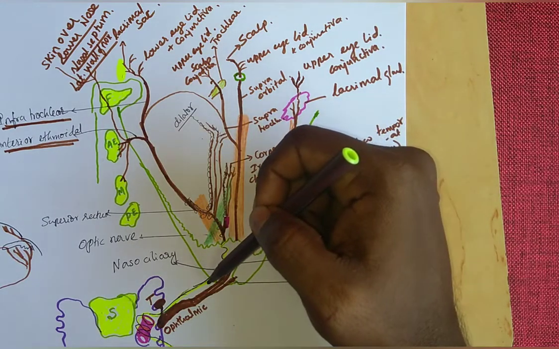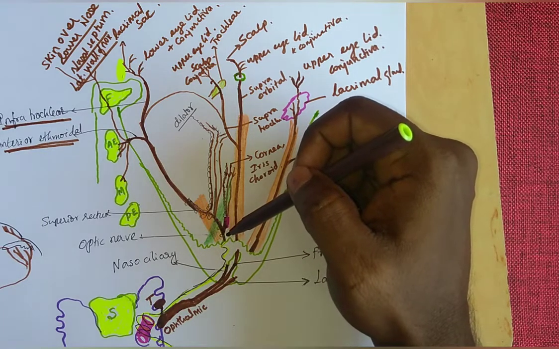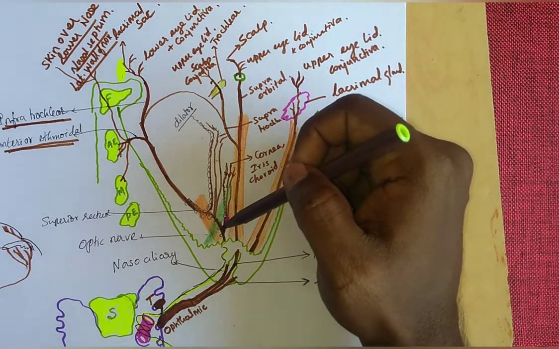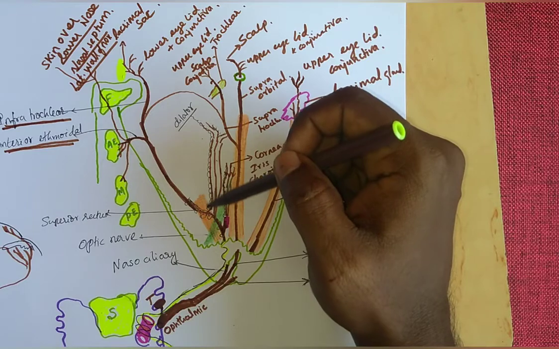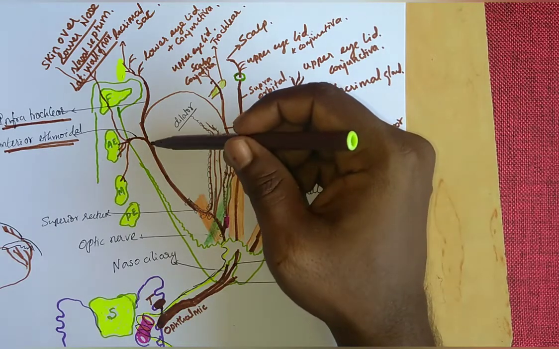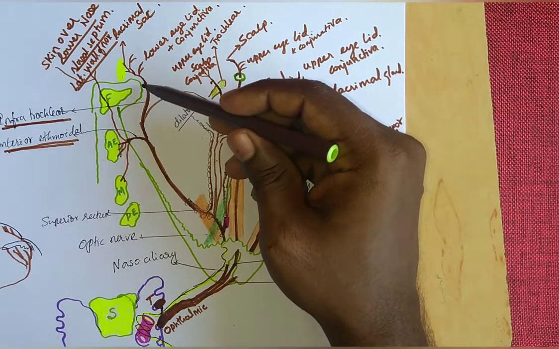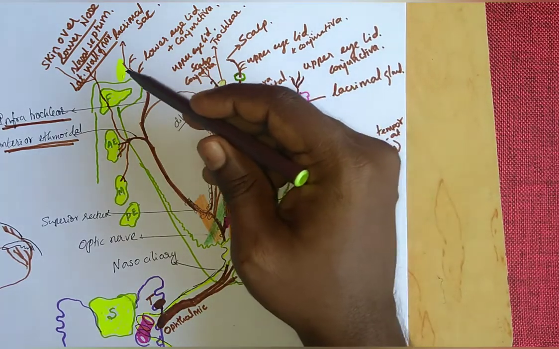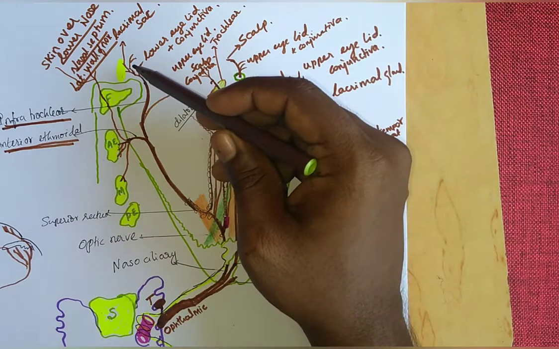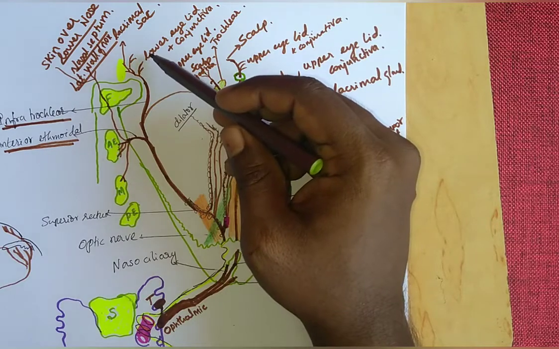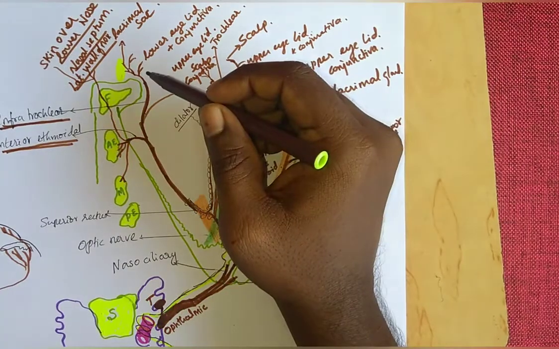Then coming to the last branch, that is the nasociliary nerve. Nasociliary nerve is the medialmost branch, and it is initially found between the lateral rectus and the optic nerve. Then it crosses the optic nerve. Then it is found deep to the superior rectus muscle, and it ends by terminating into two terminal branches, the anterior ethmoidal and infratrochlear nerve. The infratrochlear nerve will be supplying the lacrimal sac, the lower eyelid and the conjunctiva, and also the upper eyelid.